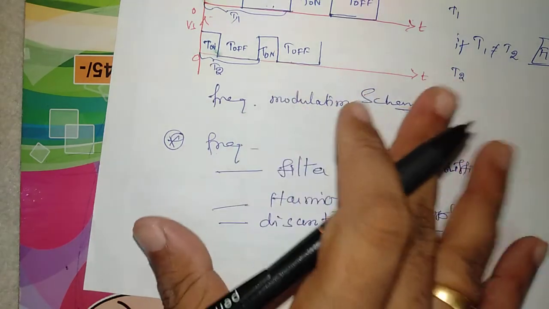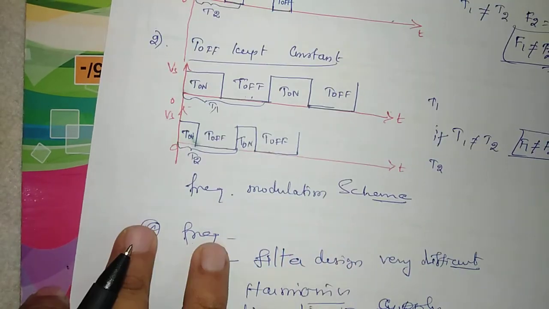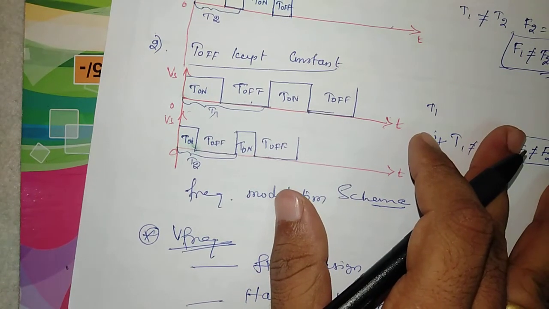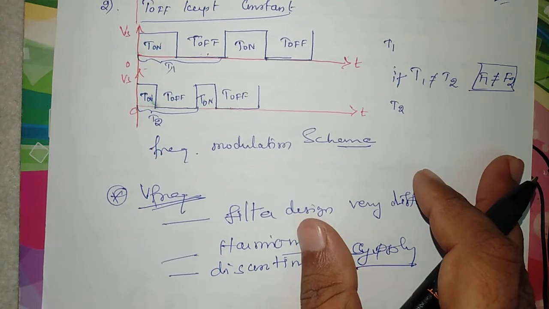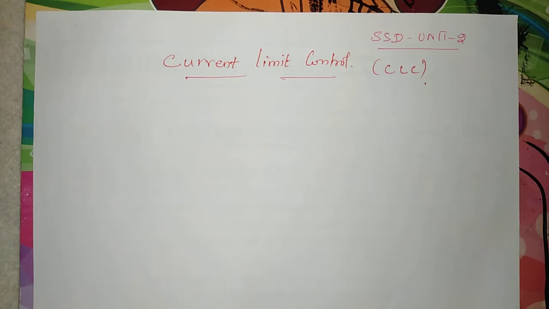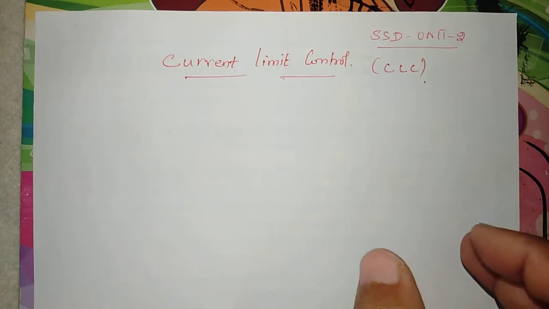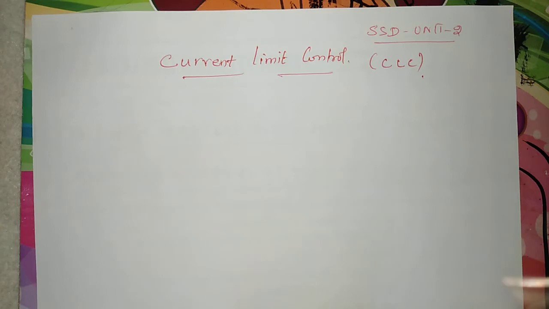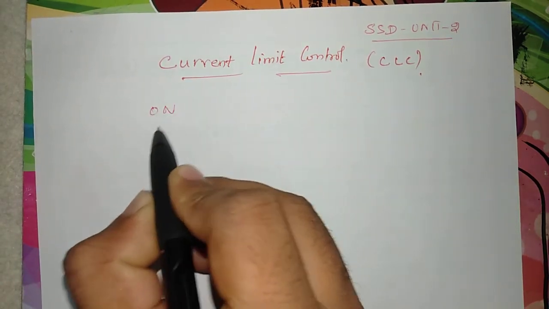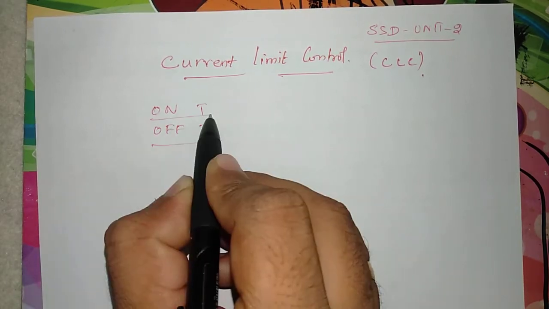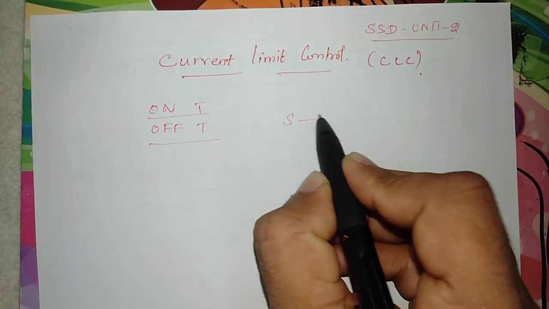So this is the entire arrangement, and this is what the drawbacks of the variable frequency method are. So next we can see the control method by using current limit control, CLC. What is current limit control? Current limit, in the sense, the load experiences some amount of input current. Input current will vary based on our on time and off time, because if you switch on the switch, the source is connected with the load.